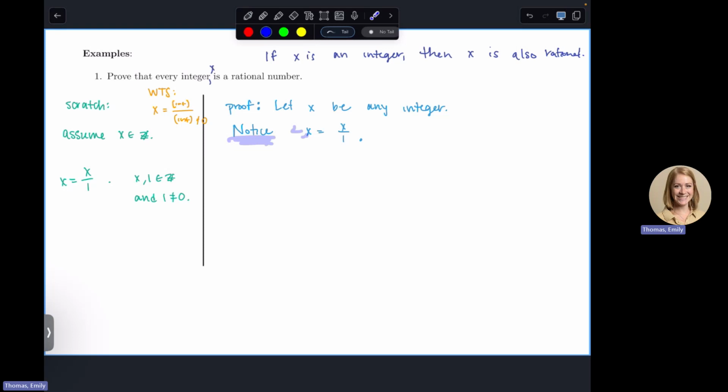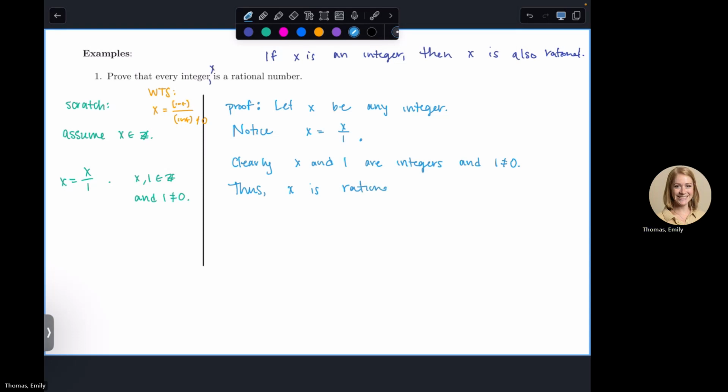Okay, so something like this: notice x equals x over 1, and then we're going to say clearly x and 1 are integers, and 1 does not equal 0, thus x is rational. Don't forget your box.